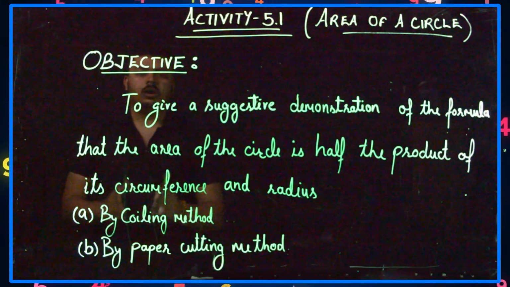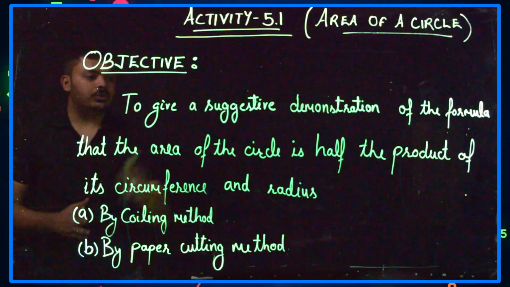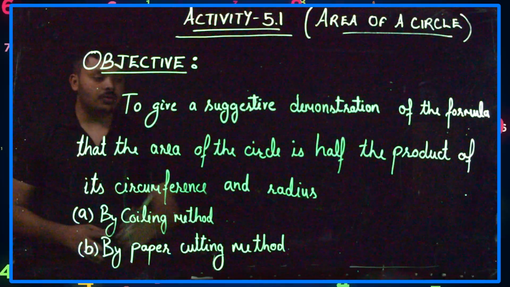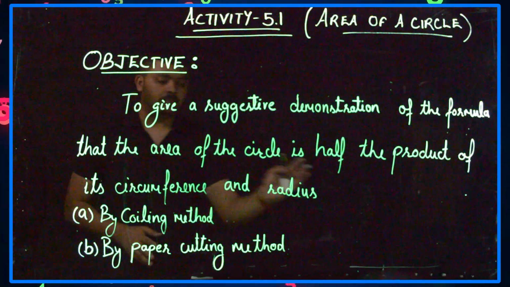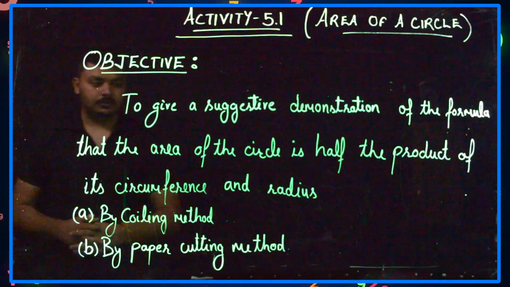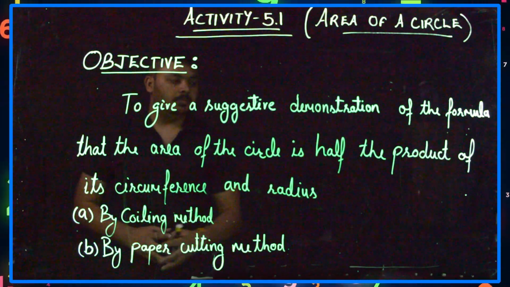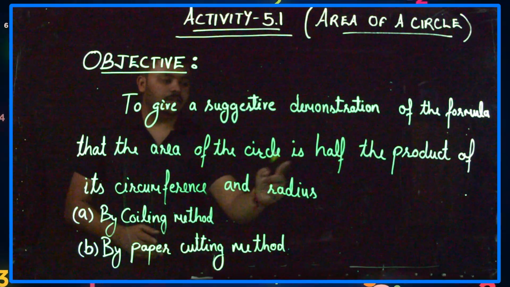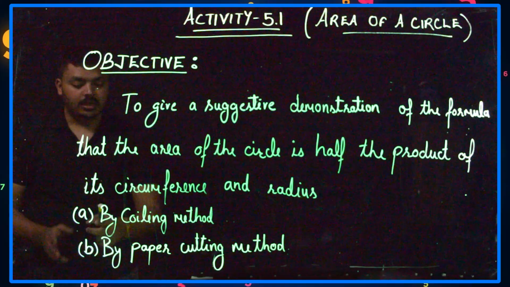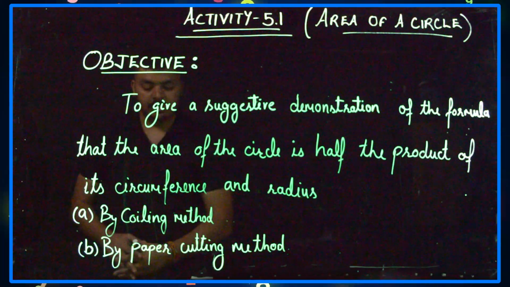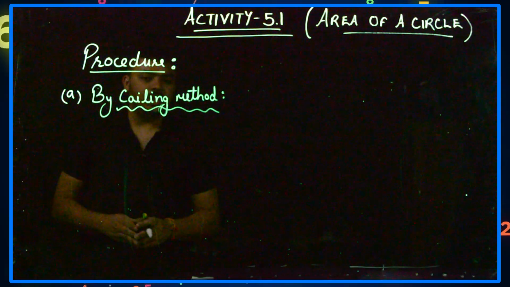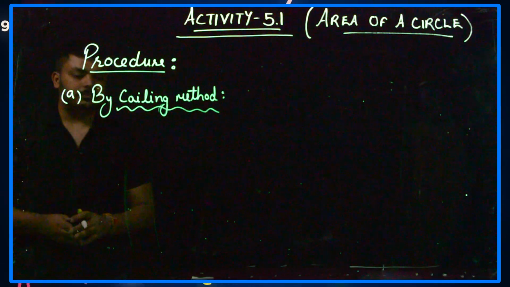So students, our objective for this activity is to give a suggestive demonstration of the formula that the area of the circle is half the product of its circumference and radius, A by coiling method and B by paper cutting method. So now let's see the procedure for the given activity by coiling method.